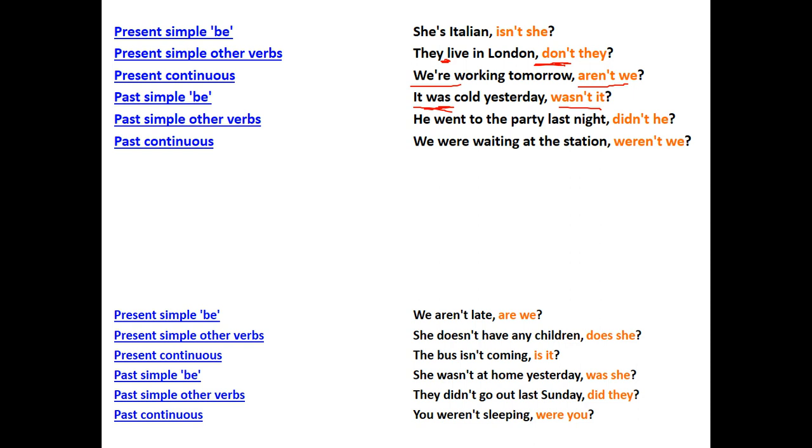Past simple, other verbs. He went to the party last night, so we don't have, for example, verb to be or something else. That's why we are going to use didn't he? Why we didn't say don't or doesn't? Because this sentence is past simple.